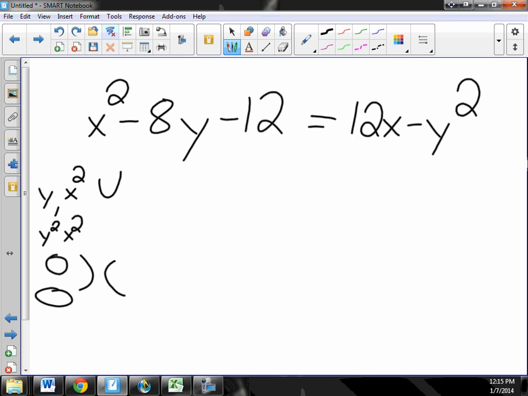Well, for a hyperbola, the x squared and the y squared have different signs when they're on the same side of the equation. So if I move that y squared to the left side, we have a positive x squared and a positive y squared, which means it's not a hyperbola. If you have x squared minus y squared or y squared minus x squared, it's a hyperbola. So we can eliminate that. How do we tell the difference between a circle and an ellipse?